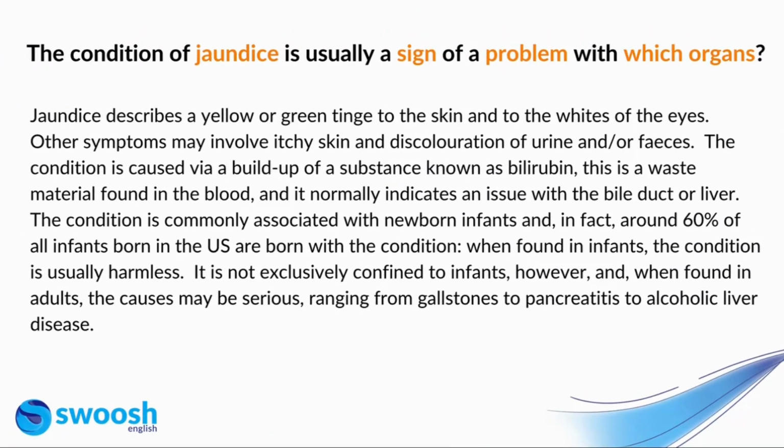So hopefully you were able to identify the answer in this sentence. It normally indicates an issue with the bile duct or liver. So there's our answer, bile duct or liver, and you can see that it has in fact used some synonyms. Instead of saying usually a sign of a problem, the text says it normally indicates an issue. So here is a perfect example of how synonyms and paraphrasing have been used in the text.